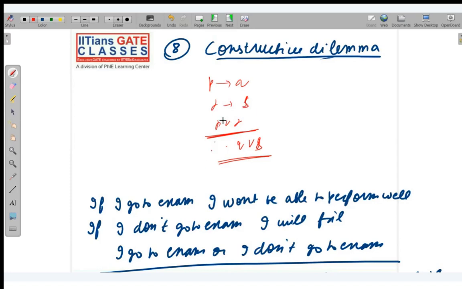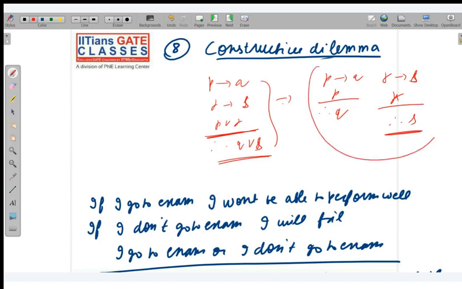If P is true, you can bifurcate it now. P implies Q, P. Therefore, Q. You already know, modus ponens. And R implies S, R, so your conclusion will be S. By modus ponens only, we have done like this. Now P implies Q, P, therefore Q. R implies S, R, therefore S. So I have combined these two.